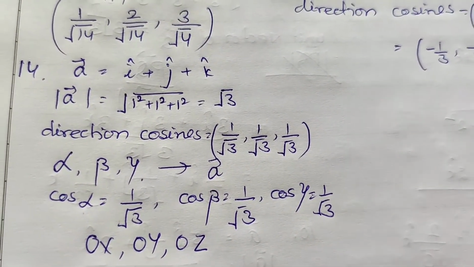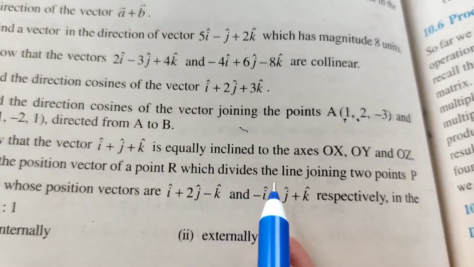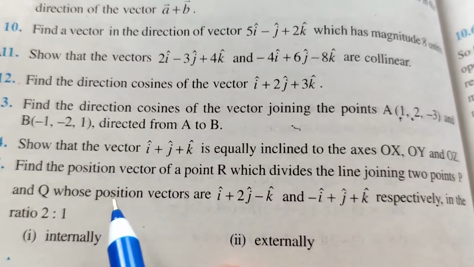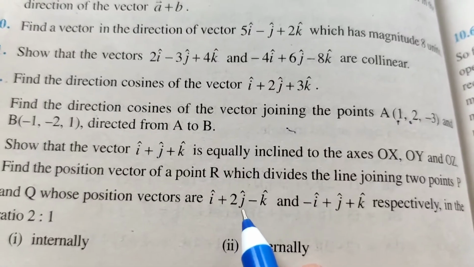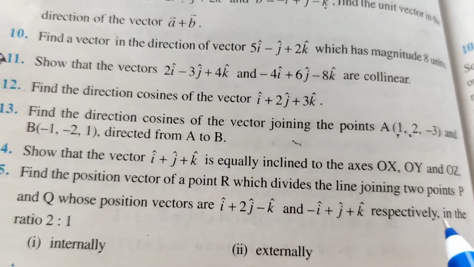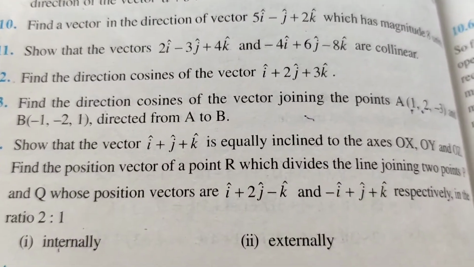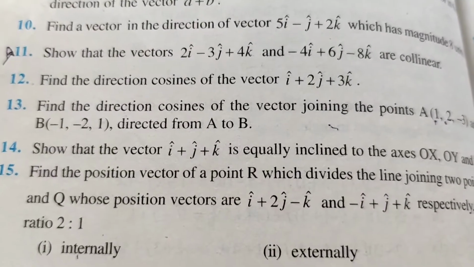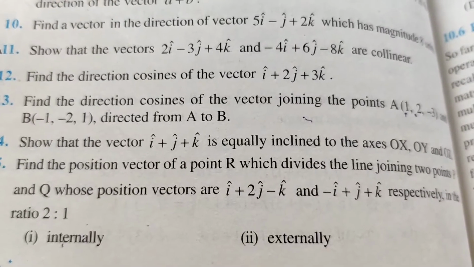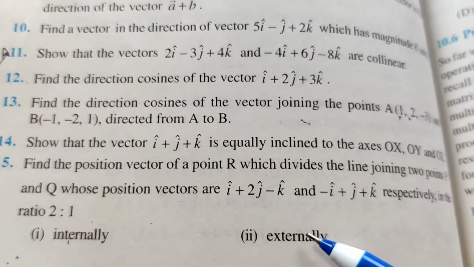Question number 15. Find the position vector of a point R which divides the line joining two points P and Q, whose position vectors are i plus 2j minus k and minus i plus j plus k respectively, in the ratio 2:1, internally and externally. We have to use the formula: mb plus na upon m plus n internally, and externally mb minus na upon m minus n.